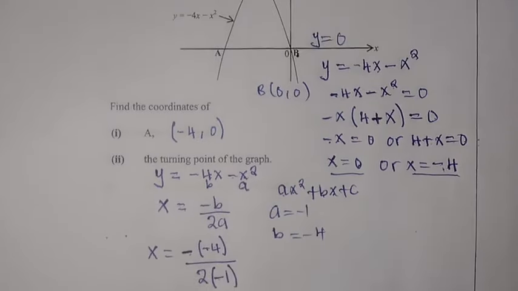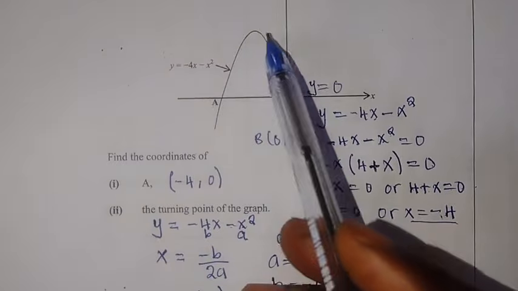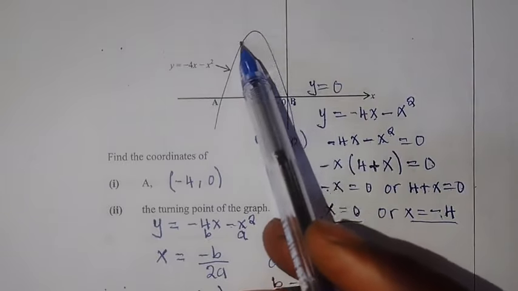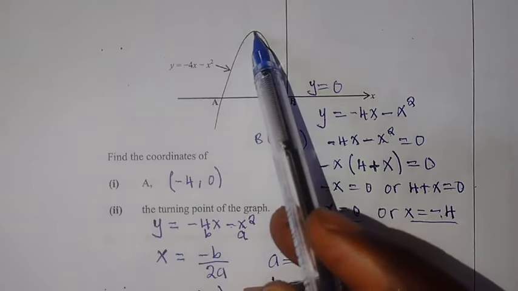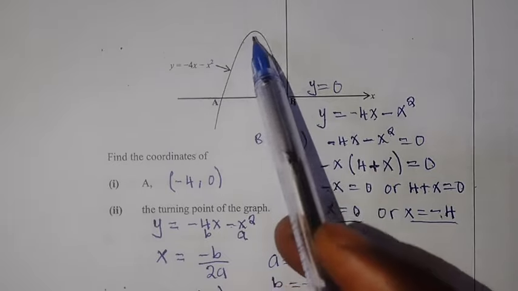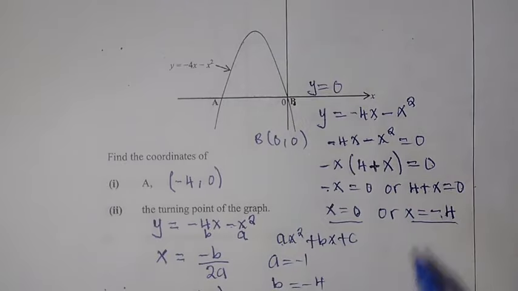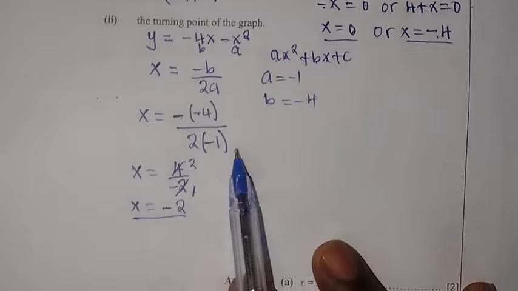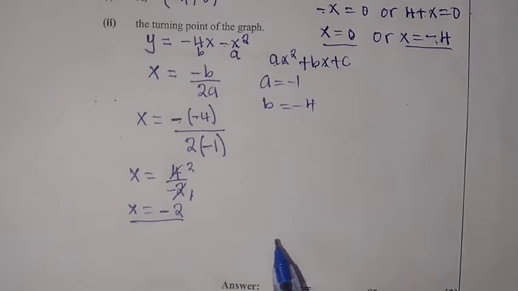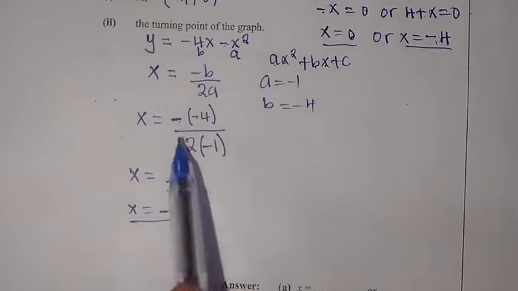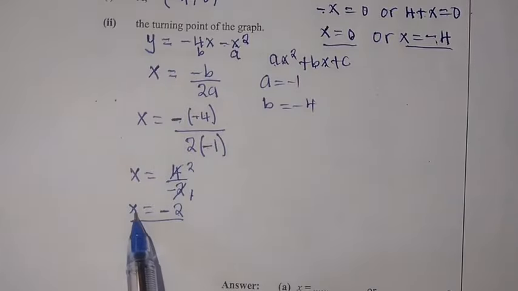Now this question is saying we need to find the turning point of the graph. The turning point of the graph is right here, where the graph is making a change in direction. For this turning point, you must have the x value, which we have found, and the y value. So we have found the x value, we can now find the y value. To find the value of y, you can either use the formula if you want, or you can use this same function because you have found the value of x.